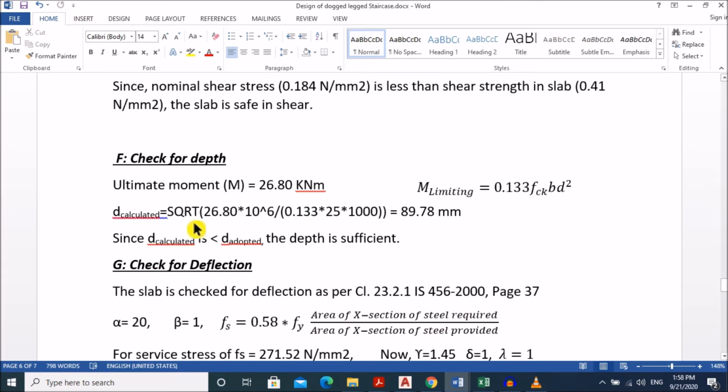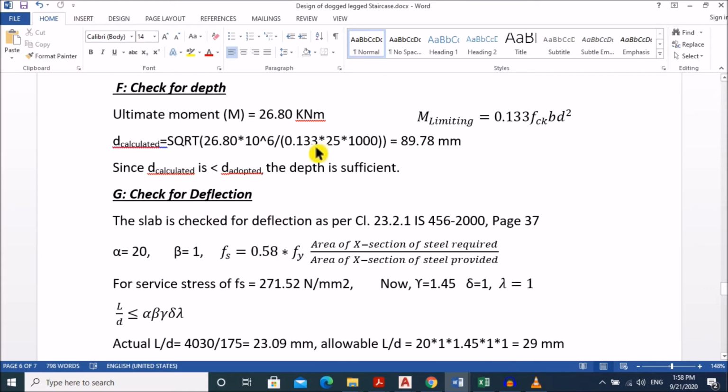Check for depth. We know the ultimate moment is 26.80 kilonewton meter, which we have already calculated. Now depth will be 89.78 mm by using this limiting moment equation. Since d calculated is less than d adopted, the depth is sufficient. D adopted is 175 mm for our case.